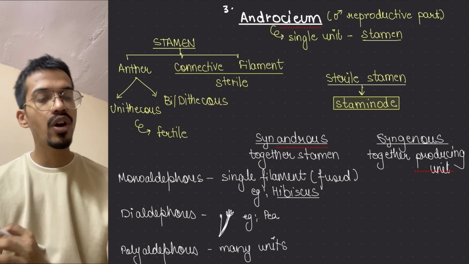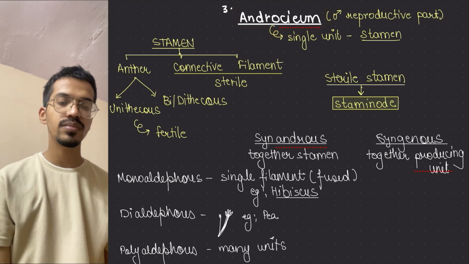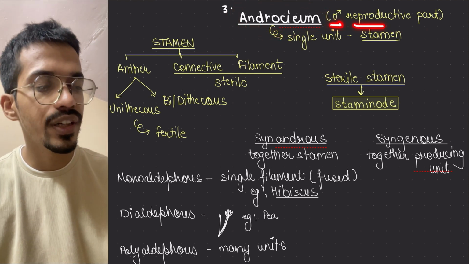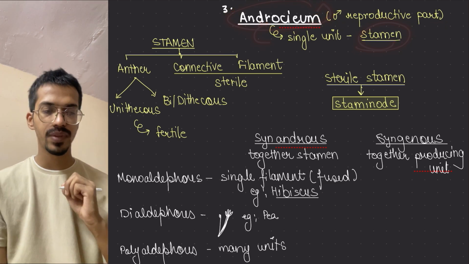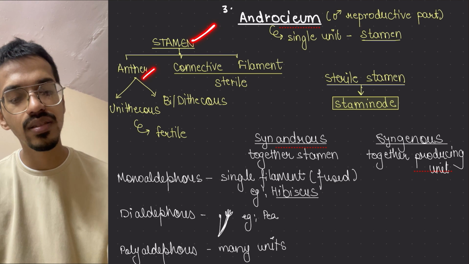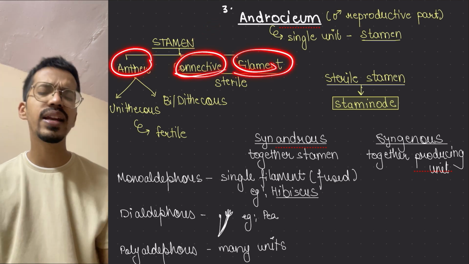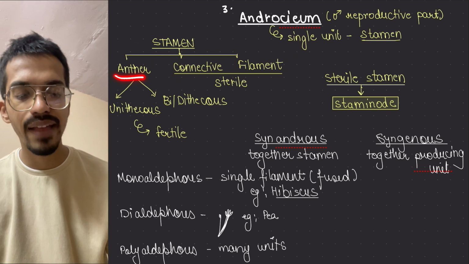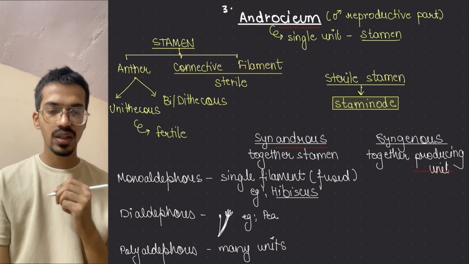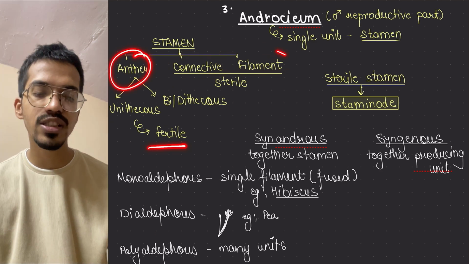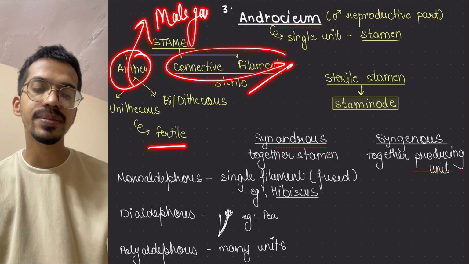Moving on to the next part, that is androecium. Androecium is the male reproductive part. A single unit is called a stamen, and collectively it is called androecium. Now the stamen has three parts, but we consider only two major parts, and the connective is the connecting part. So we have an anther and a filament, and both are connected with the help of the connective. This part is the fertile part, and this part is the sterile part, because only this part will have the male gametes present.